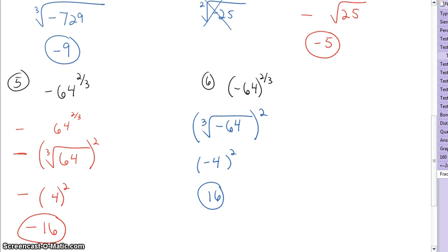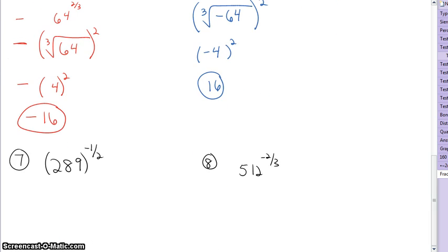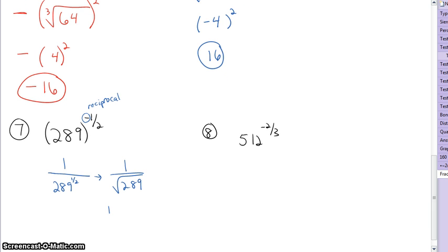Okay. What if the negative isn't with the base, but it's with the exponent? That's exactly the same as if I had a variable with a negative exponent. The negative means take the reciprocal. It certainly does not mean to make the number negative. So this means 1 over 289 to the 1/2, which is 1 over the square root of 289, which is 1 over 17.